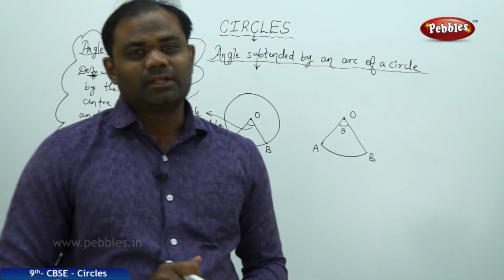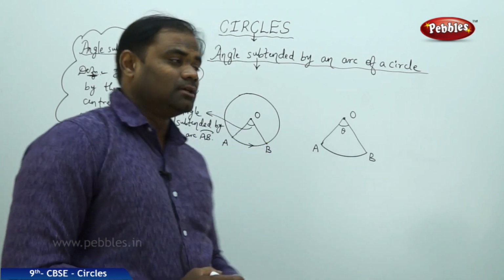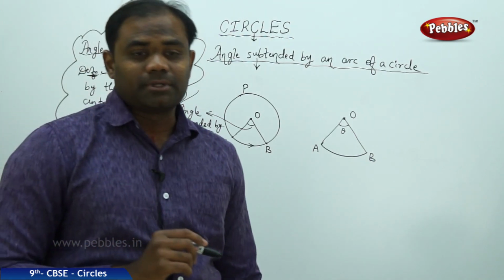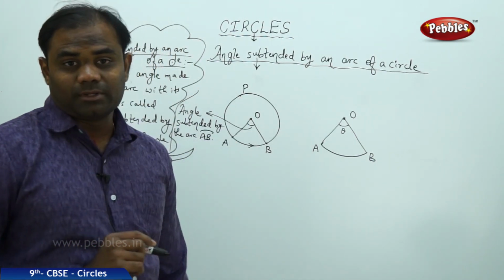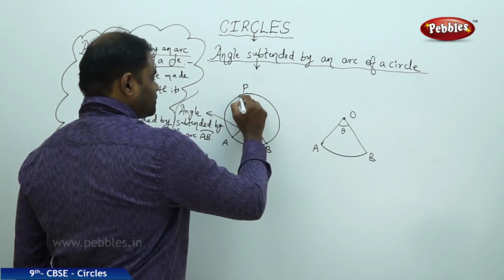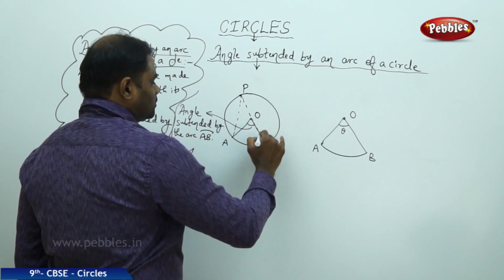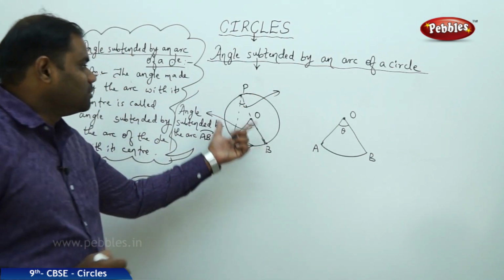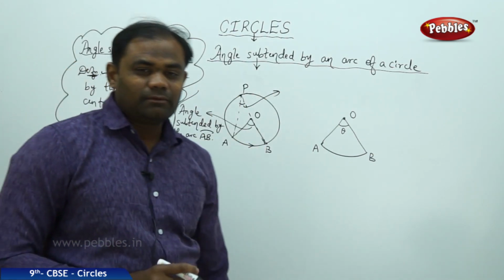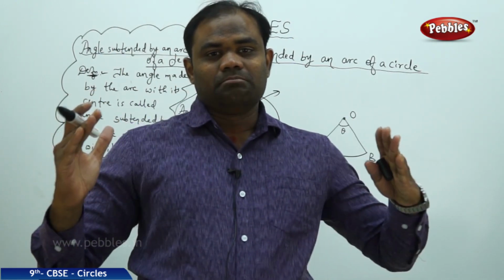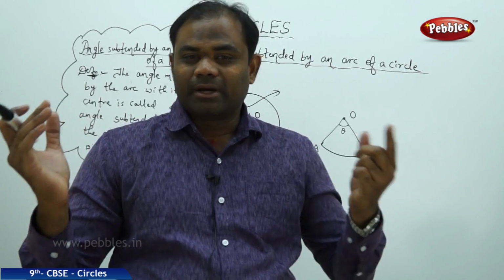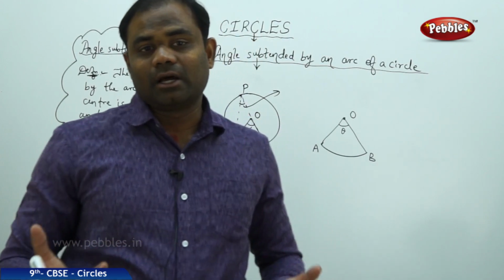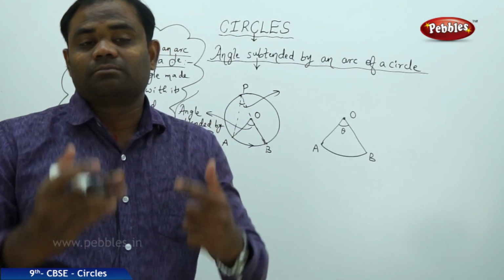It is not compulsory that the arc subtends the angle only at the center. Say for example, I take a point P and I would like to understand the angle subtended by this arc AB with respect to this point P. So I join this, and here I get the angle subtended by the arc AB at point P. Whatever the point, if the endpoints of the arc meet at that point, then the angle formed by the endpoints of the arc with that point is called the angle subtended by an arc of a circle with respect to that point.